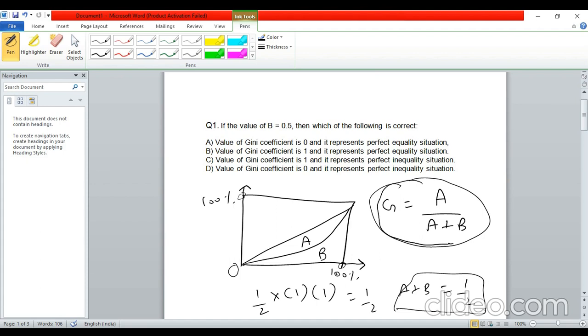Now here in this formula, if G is equal to 0, what does it mean? This means that A is equal to 0, right? Now if A is equal to 0, this means that the Lorentz curve will coincide with this perfect equality line, because then only the area A will be 0. So therefore this will be the case of perfect equality. So the answer will be: the value of the Gini coefficient is 0, and this represents a perfect equality situation. I hope it's clear.